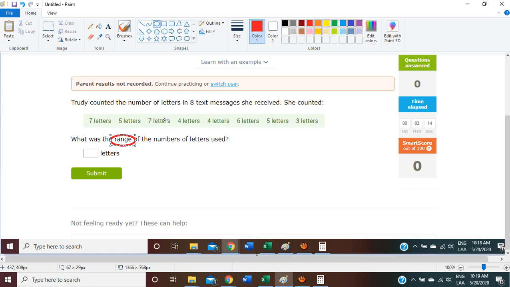So we need to find the lowest. We have 7, 5, 7, 4. So 4 is the lowest so far. We have another 4, 6, 5, and 3. Okay, so we found here the lowest number, which is 3. Now let's find the highest. We have 7, 5, 7, 4, 4, 6. So the highest is 7. Okay, so what is the difference between 7 and 3? We can just do a subtraction. 7 minus 3 equals 4. So the answer is 4 letters. 4 letters is the range.